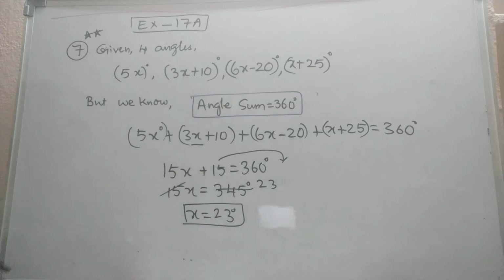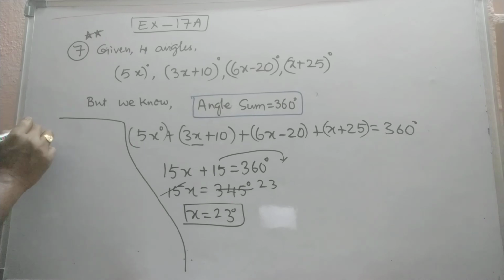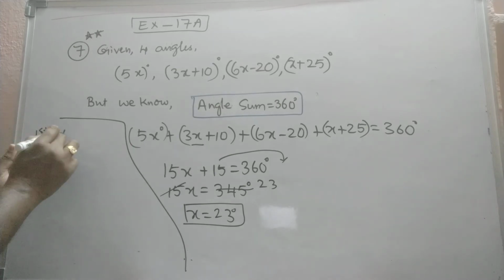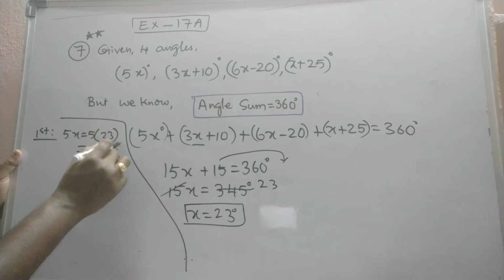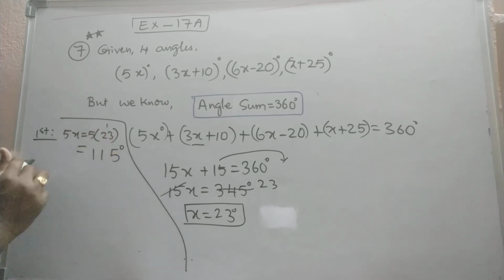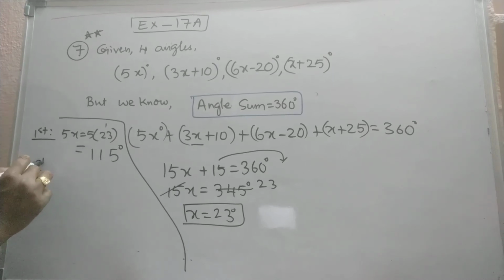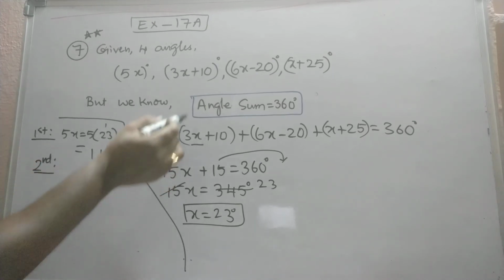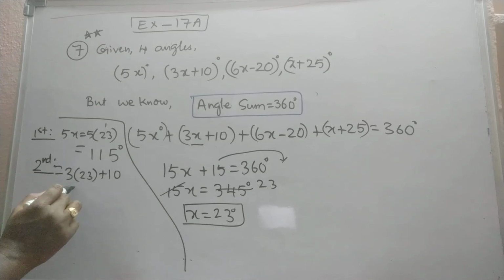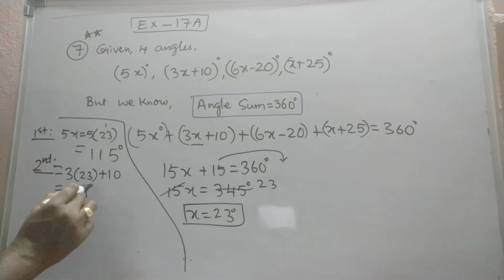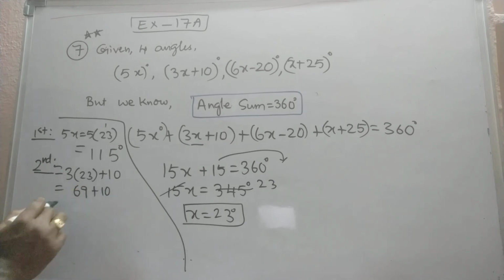We can calculate all the 4 angles. Now I am calculating here. First angle is equal to 5x. So that is equal to 5 into 23, 5 3s are 15, 1 carry, 5 2s are 10, 115 degrees. And similarly the second angle is 3x plus 10. 3 into x value 23 plus 10. So 3 into 23 is equal to 69 plus 10, which is equal to 79 degrees. So the second angle also done.